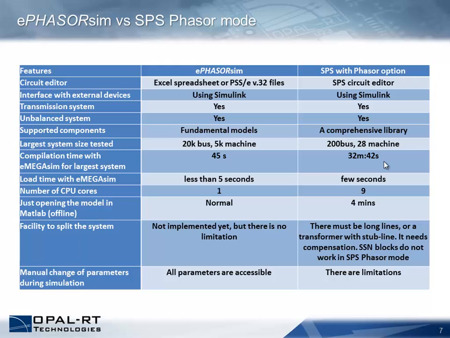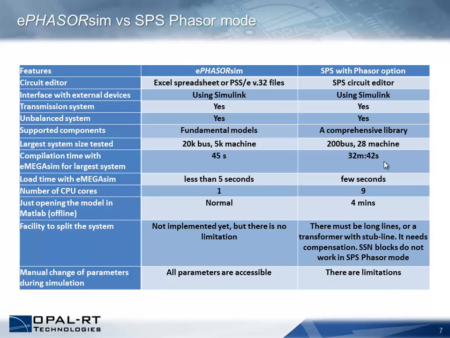This slide is just a quick comparison of using ePHASORsim versus using SPS with the Phasor option. As part of one of our deployments we had to do that comparison, and it turned out to be interesting. In both situations here you're using Simulink, obviously. In ePHASORsim you are entering your data with Excel, and in SPS you're editing the circuit with the SPS circuit editor. Some of the options relate to whether we can do transmission systems, distribution, and balanced. We support some models. SPS has a bigger library, but we're catching up.